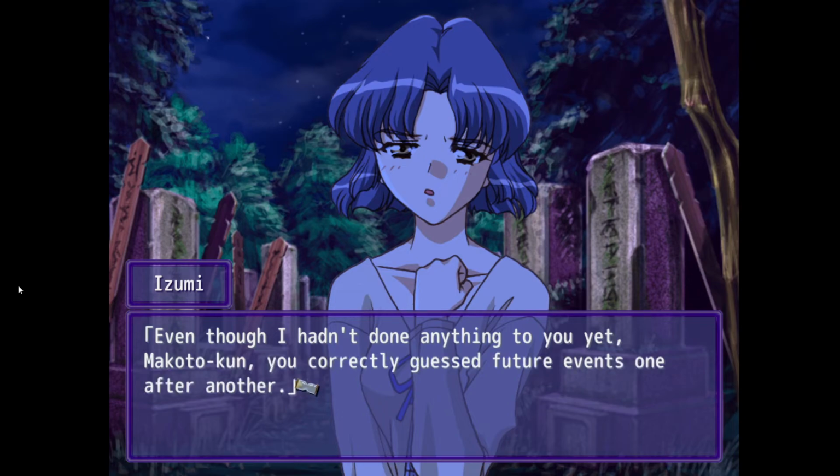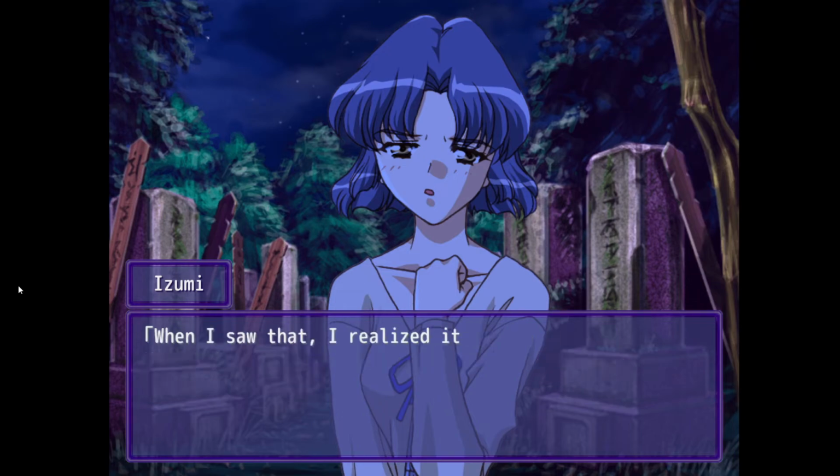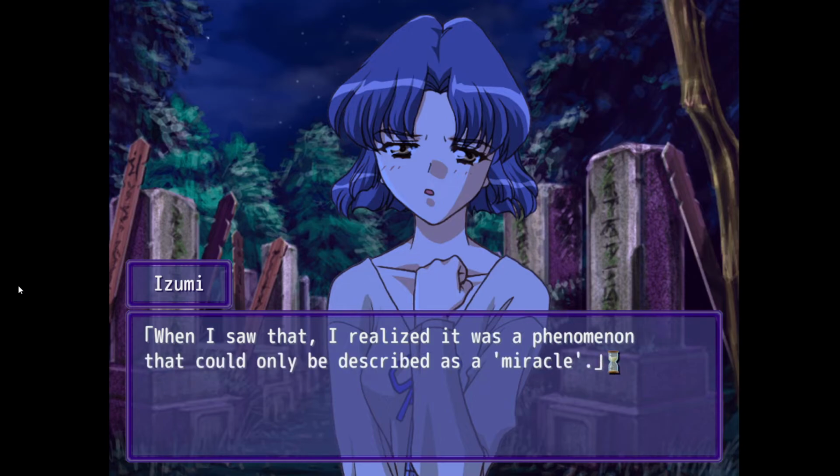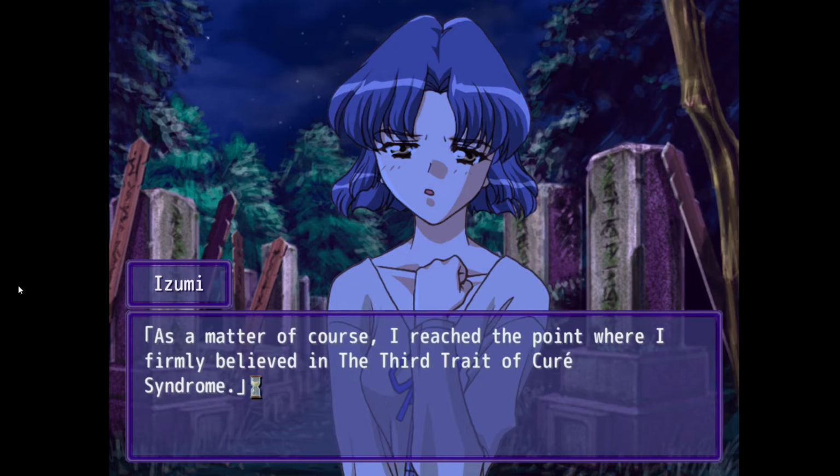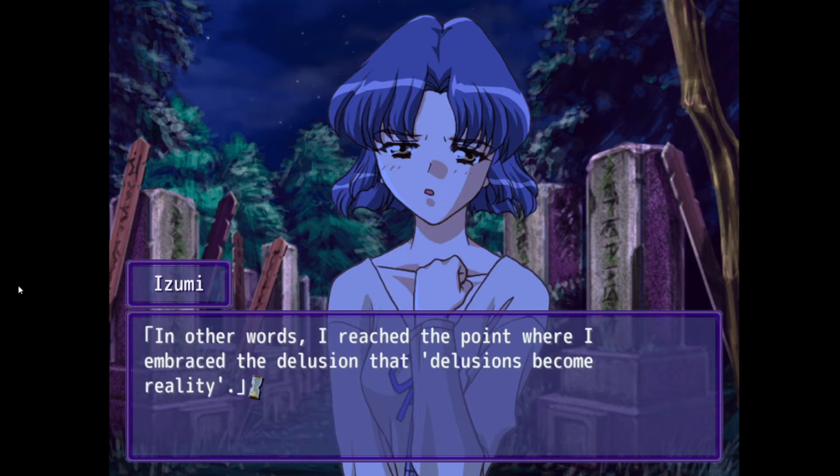Even though I hadn't done anything to you yet, Makoto-kun, you correctly guessed future events one after another. When I saw that, I realized it was a phenomenon that could only be described as a miracle. That's right, I actually witnessed a miracle. As a matter of course, I reached the point where I firmly believed in the third degree of Curie syndrome. In other words, I embraced the delusion that delusions become reality.